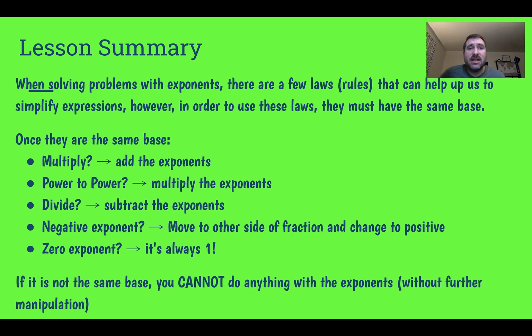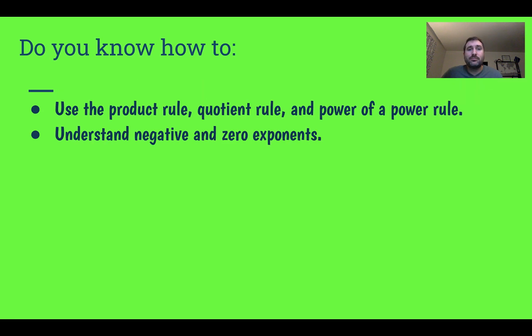We also saw that if it's not the same base, you can't do anything to the exponents unless we manipulate it a little bit further by changing one base into the other. So, after this lesson, do you know how to use the product rule, quotient rule, and power of a power rule? And do you understand negative and 0 exponents and how to manipulate with them in our expressions? If you're not sure about these things, go back and look over the different rules, especially the examples on the sides that show what to do, to deepen your understanding of this concept.